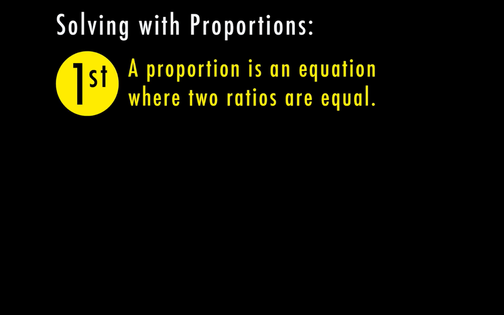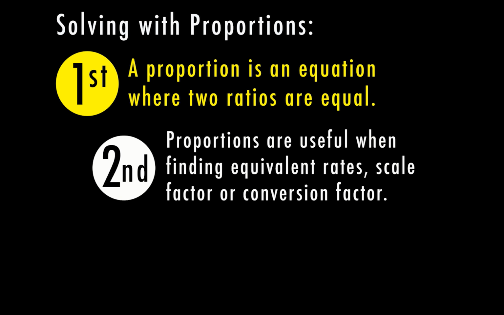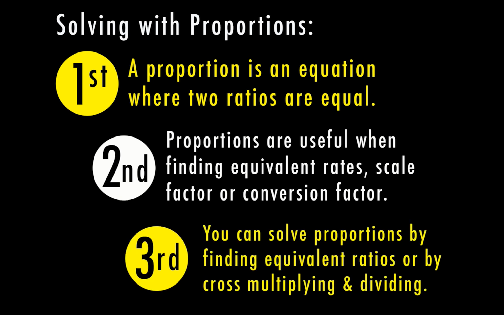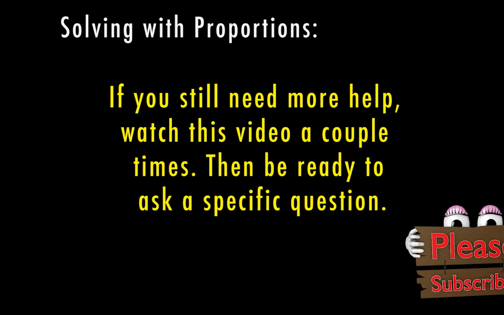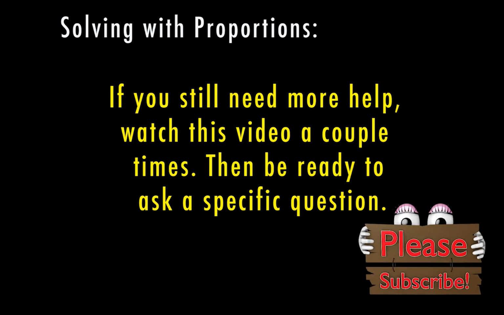So let's go back over our steps with proportions. So first, a proportion is an equation where two ratios are equal. Proportions are useful when we're finding equivalent rates, scale factor, or the conversion factor. And you can also solve proportions by finding equivalent ratios or by cross multiplying and dividing. If you still need more help with proportions, you can watch this video a couple of times, but be ready to ask some specific questions if you need more help.